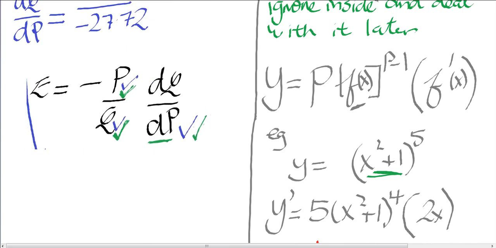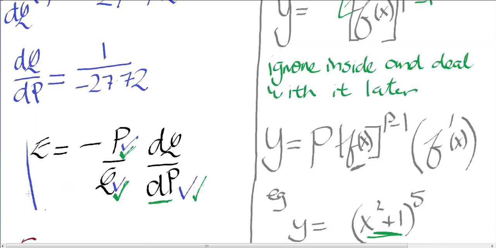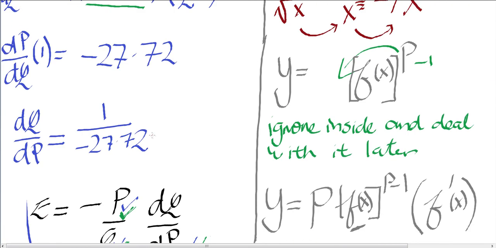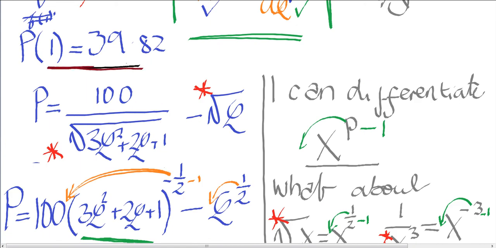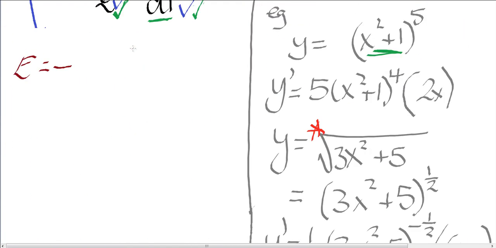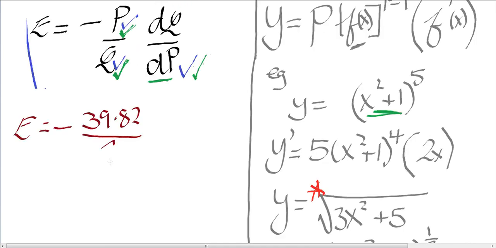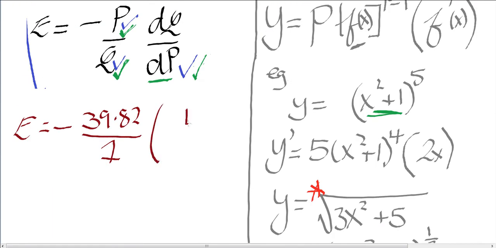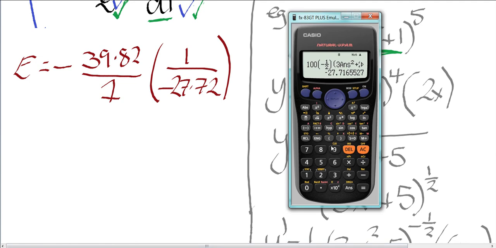So we're going to have E equals minus, what did we get for P earlier on? When we subbed in the Q value for P, we got 39.82. Sorry, just underline, we got 39.82 over Q, which was 1, by dq dp, and after the whole rigmarole we went through to get it, we have 1 over minus 27.72. Again, just don't work it out in steps, you have all the numbers, so throw it right in the calculator.